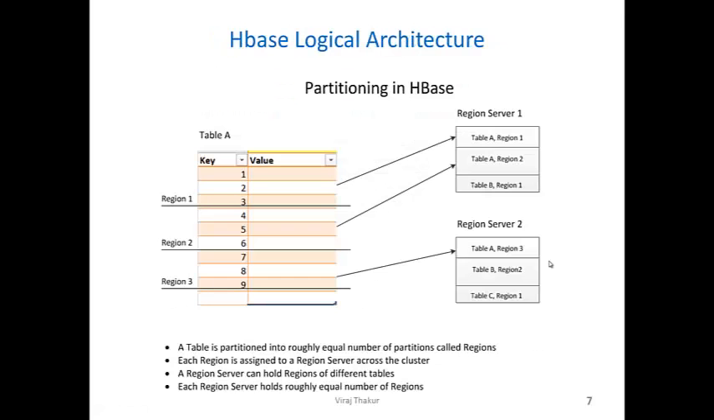One of the benefits of HBase is that it provides auto-sharding, or partitioning of data into regions, as the data grows. A table is partitioned into a roughly equal number of partitions called regions, and each region is assigned to a region server across the cluster. A region server can hold regions of different tables. Each region server holds a roughly equal number of regions.